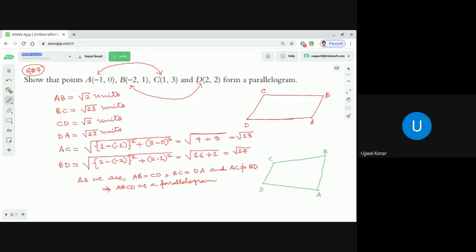So, in summary, if you get two pairs of line segments which are parallel and equal, it has to be a parallelogram. It is impossible that they are not parallel. Got it? Clear or not clear? Yes, sir.